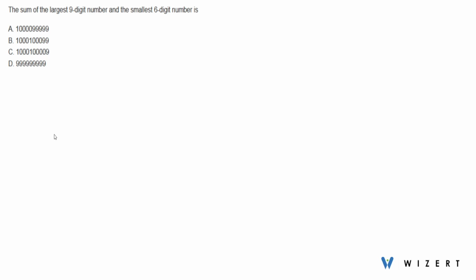That is, the largest 9-digit number will be equal to 999999999. So 1, 2, 3, 4, 5, 6, 7, 8 and 9.